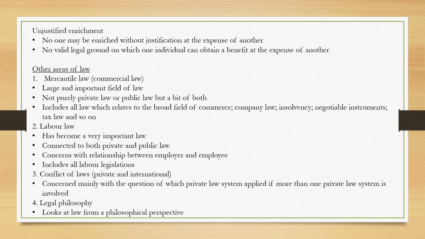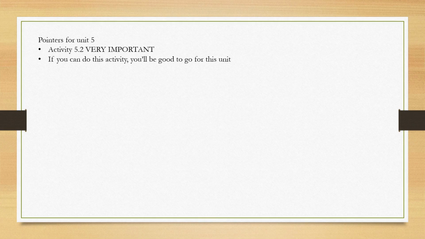Then we have labor law, which has become a very important law. It's connected to both private and public law, and concerns the relationships between the employer and the employee, including all labor relations. Conflict of laws, private and international, is concerned mainly with the question of which private law system applies if more than one private law system is involved. Then you get legal philosophy, which looks at law from a philosophical perspective.